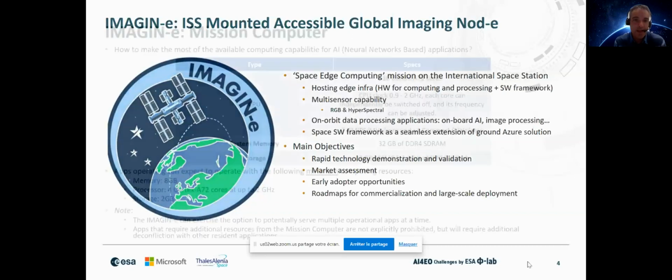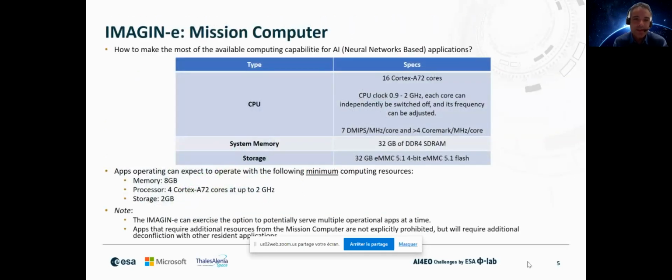Okay, next one. To be a bit more specific about the hardware specifications that will be available on board the Imagini mission computer, we have seen previously a good presentation about all the constraints that onboard processing can have. And here again, it's a fantastic opportunity to have so much processing power, but still it's very limited compared to what you have on a traditional cloud infrastructure. It's not, of course, scalable. You have only a certain number of cores.